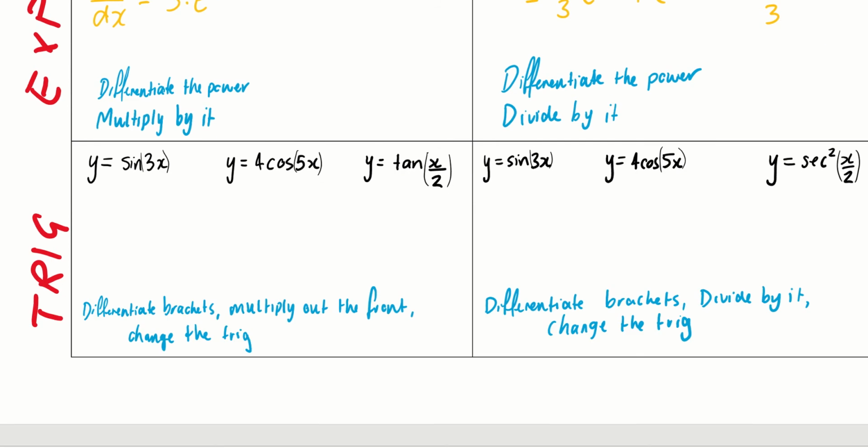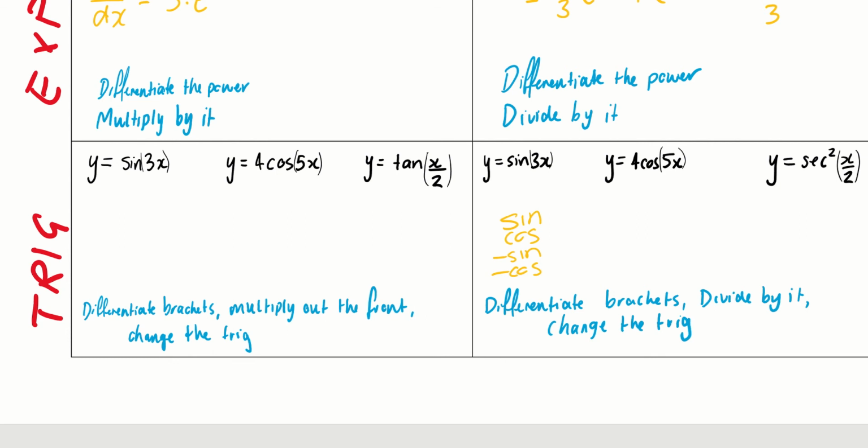The last part is trig. Now, a handy little thing to remember, even though you do get given it on your reference sheet in a certain way, a good way to think about your sine, cos, and tan, or your sine and cos, is thinking about how they differentiate and integrate. I've seen a student of mine do something like this. Sine, cos, negative sine, negative cos.